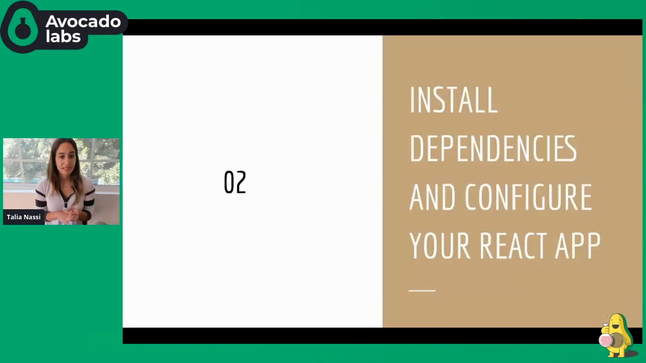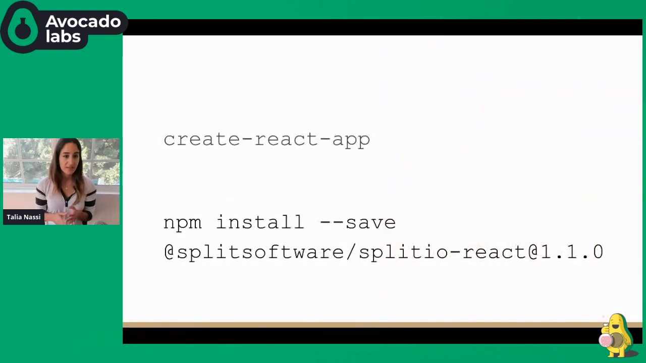Okay, so next we need to install dependencies and configure our app. It's just one step. So after you create your React app with Create React App, there's just one dependency that you need in your root folder, and this is all in our documentation as well.